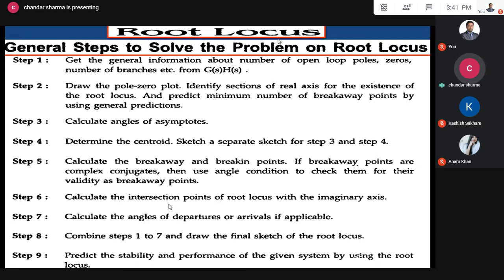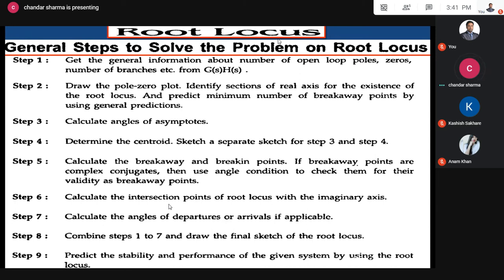Then angle of departure we have to find, angle of arrival. यहाँ पे important, the angle of departure or arrival from complex poles or zeros can be determined by applying the angle condition. और ये step कब लगती है? This step should be used only when GH(s) has got some complex poles or zeros. अगर complex poles और zeros नहीं है तो कोई भी जरूरत नहीं है angle of departure or angle of arrival find करने की.